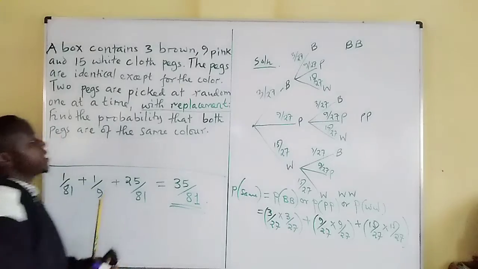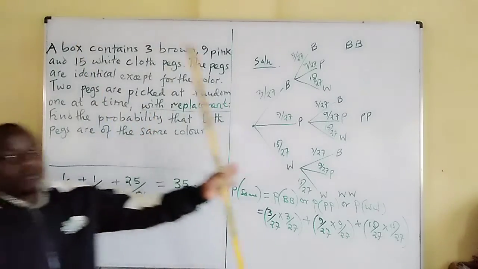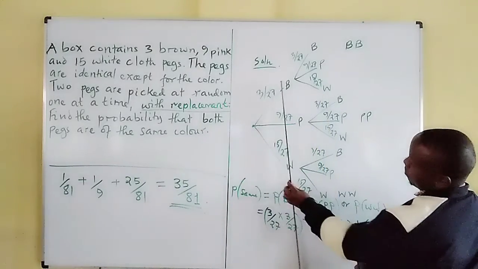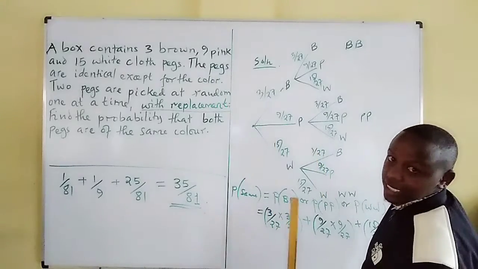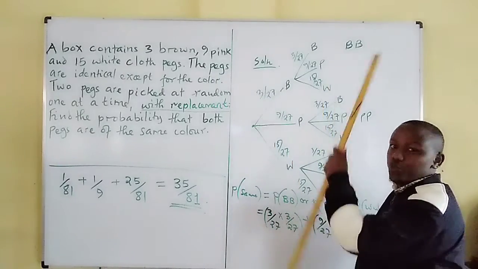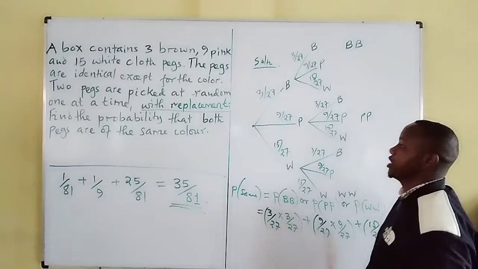So when we pick with replacement, we should master the second picking. In the first picking we use the probabilities. In the second picking, whereby we have replaced, the probabilities don't change because we have replaced the peg picked in the first case. So that is how we handle a question which involves picking with replacement.